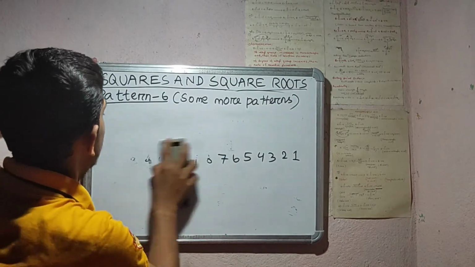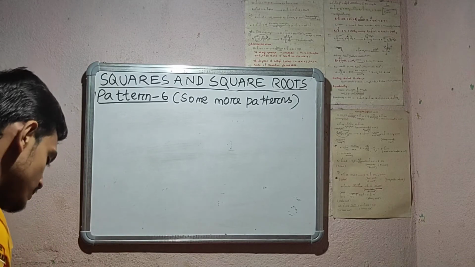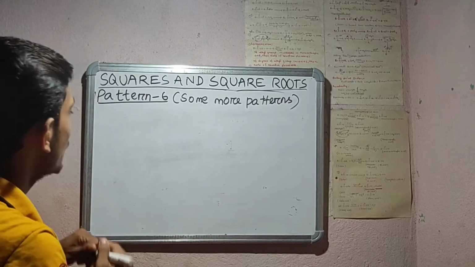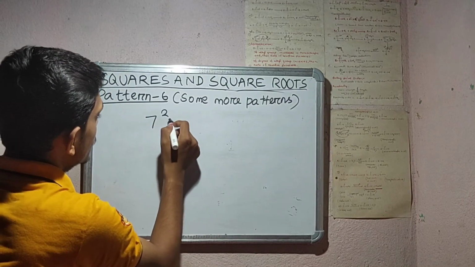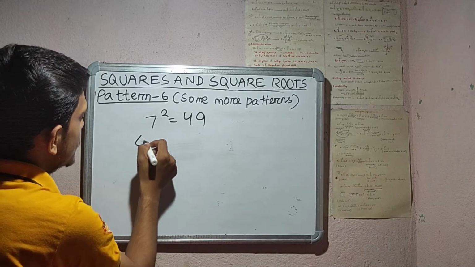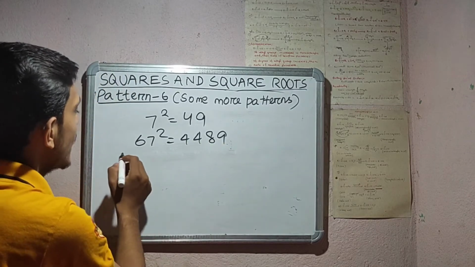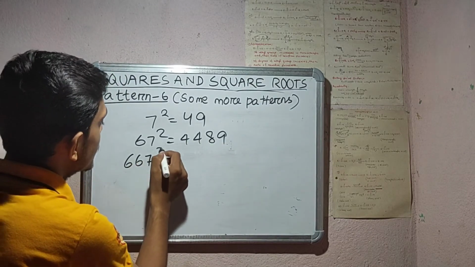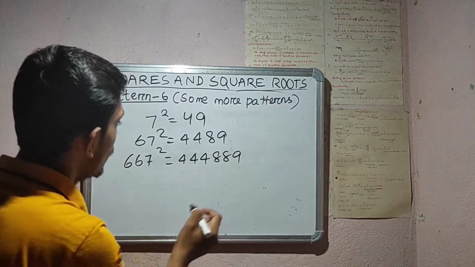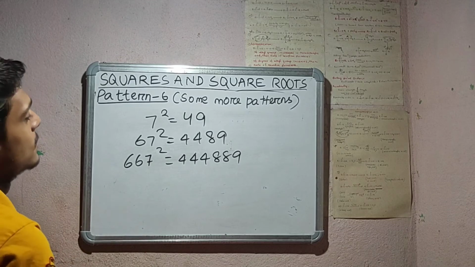Then another pattern is given in your textbook, that is 7 square is 49, then 67 square is 4489, 667 square is 444889. How is this pattern organized?